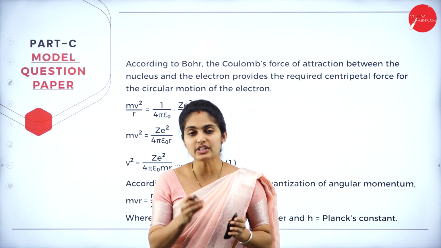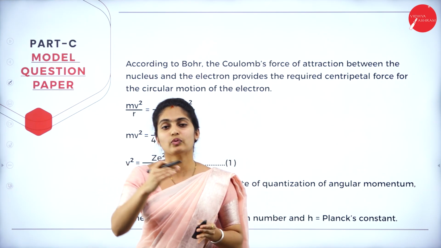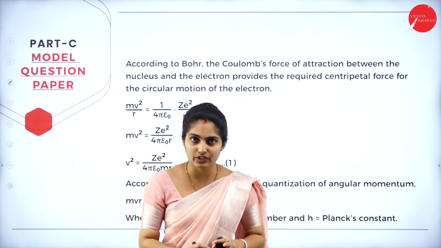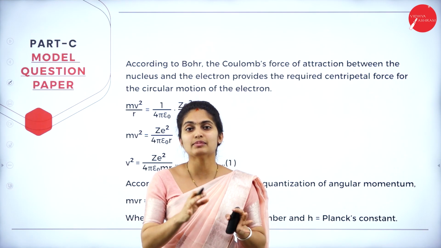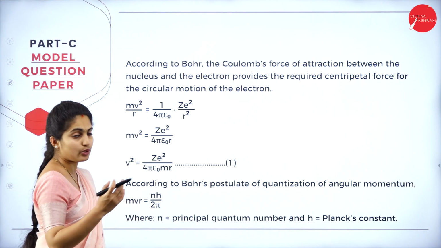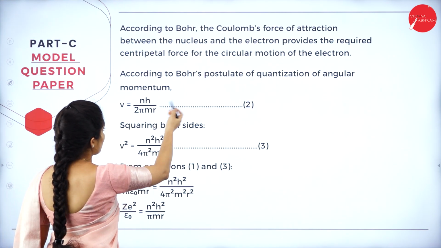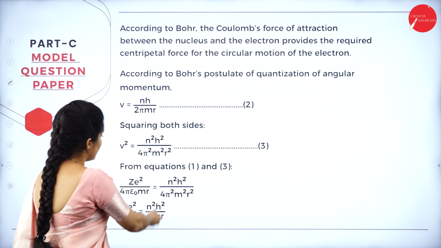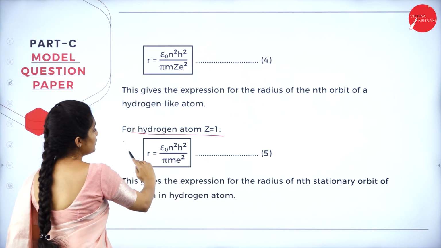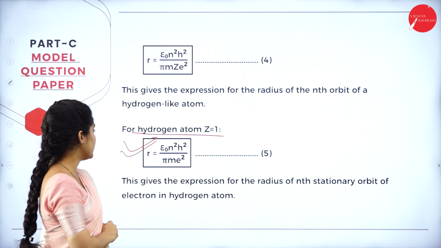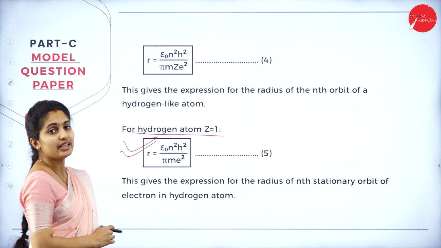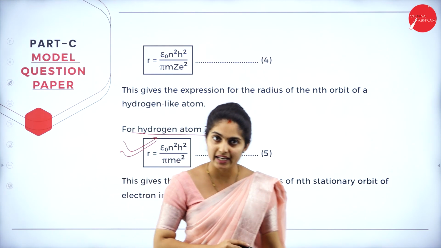Whichever you feel is easy, you will have to check it step by step and do it. Please don't skip any of the steps in the derivation, because there are specific schemes and specific marks allotted for the respective answers and respective equations. So finally you have Bohr's postulate. With that you equate it, and for Z equal to 1, because you are calculating for the hydrogen atom, you will end up with the radius in this manner. So this gives the expression of the radius of the nth stationary orbit of the electron in a hydrogen atom.